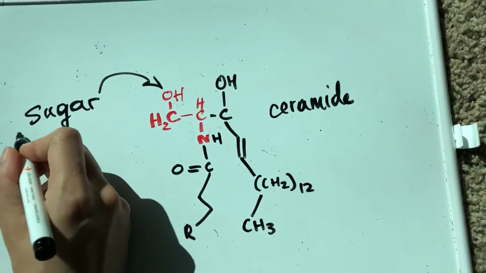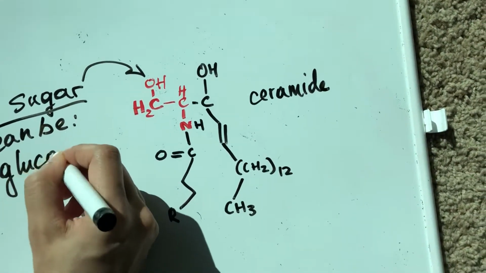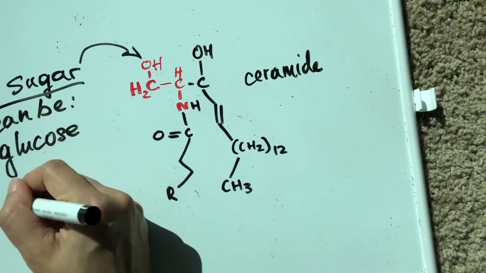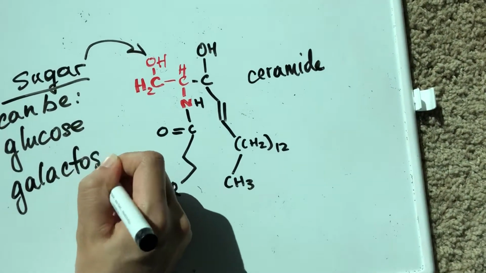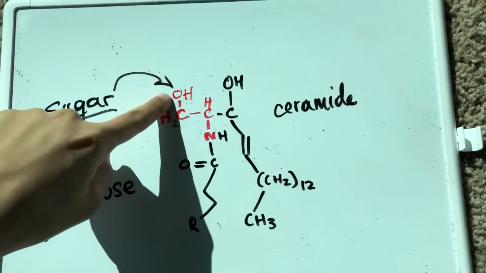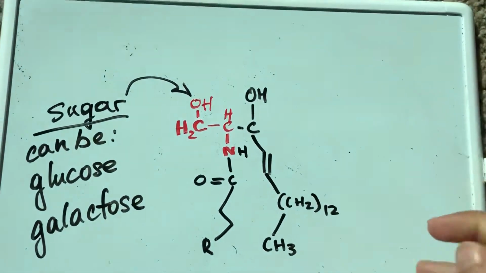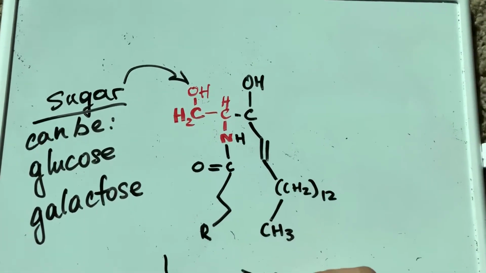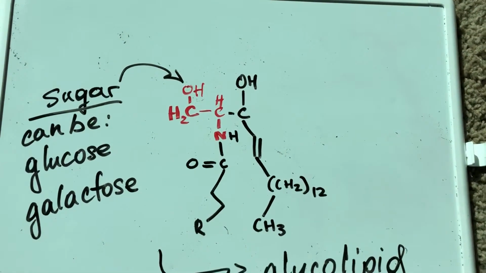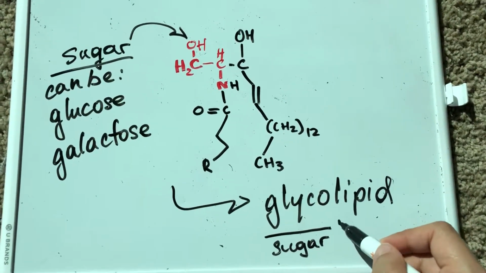and this sugar can be glucose or galactose. So if glucose or galactose attached to this primary alcohol here, we create what is known as a glycolipid. Because it is a combination of a sugar and a fat.